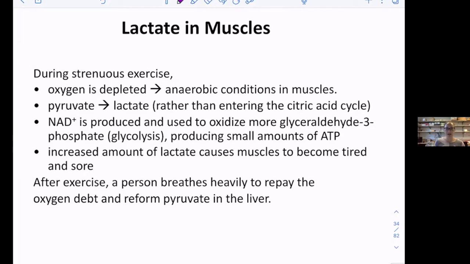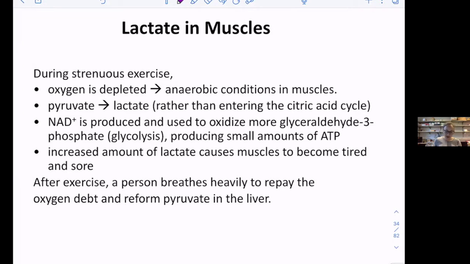So when you don't have enough oxygen, instead of getting a lot of energy from the citric acid cycle, your muscles just take more sugar and go through glycolysis to get small amounts of energy out, and that ends up producing a lot of lactate. So increased amount of lactate causes muscles to become tired and sore.